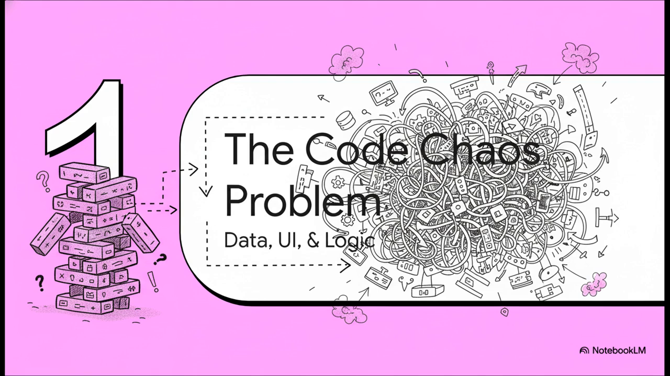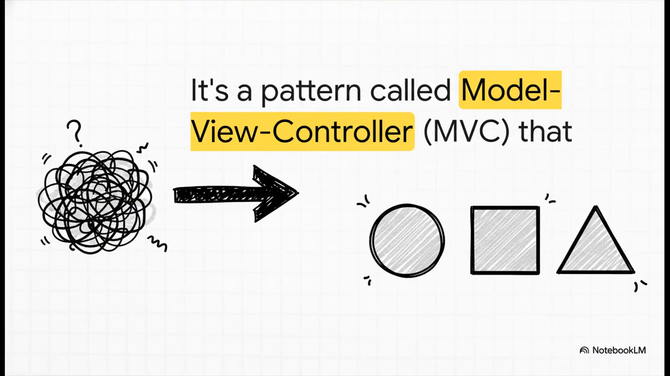See, when your data, your user interface, and all the logic that makes the app work are all just jumbled together, trying to make one tiny change can feel like you're playing Jenga with a skyscraper. It's super risky, and it slows everything down. So how do the pros stop this digital Jenga tower from toppling over?